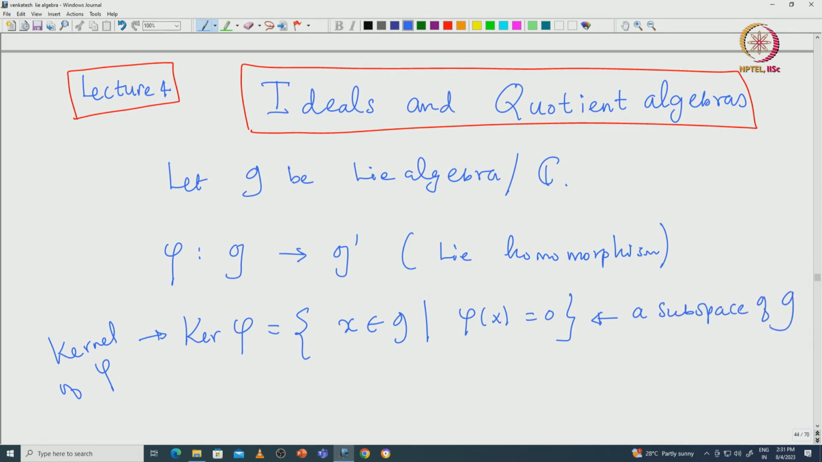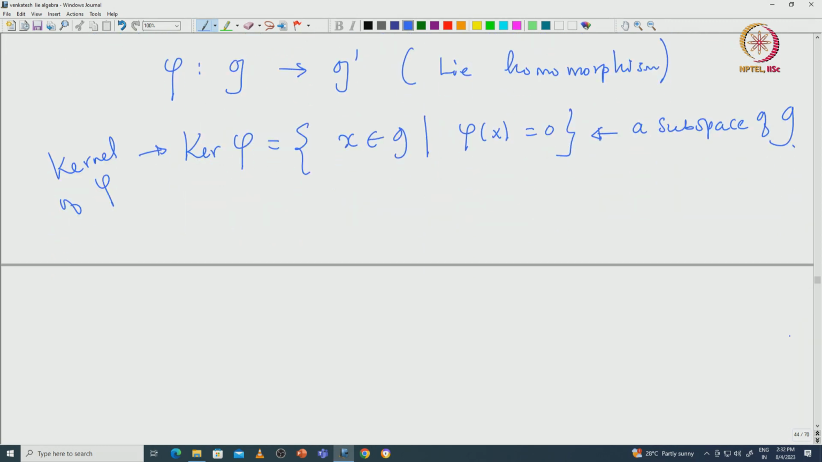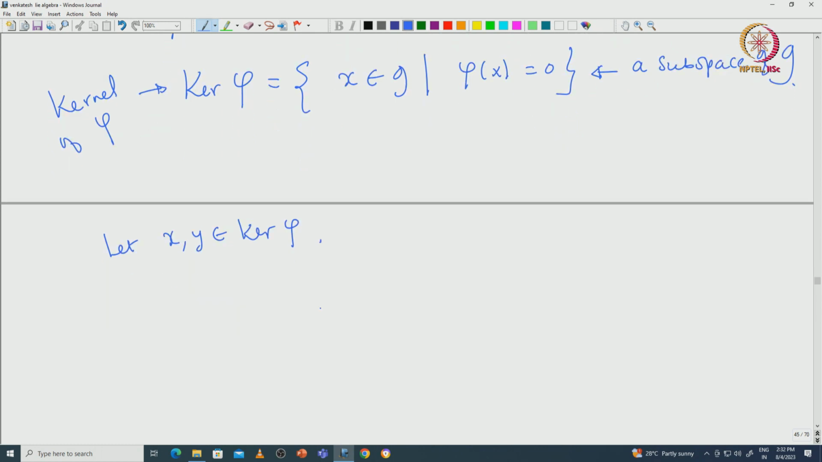of this G. Now let us see what happens if we assume this phi is a Lie homomorphism, and whether we can get any extra property about this kernel. First of all, one can ask whether this kernel is a subalgebra or not. So, let us start with two elements x, y from the kernel of phi. We want to see whether the bracket of x y is in the kernel of phi or not. So, let us compute the bracket of x y under this map.